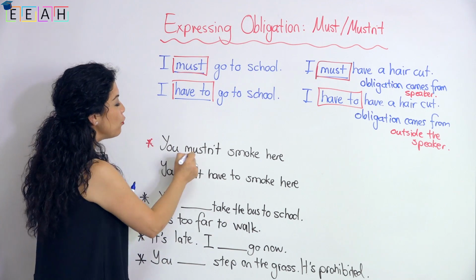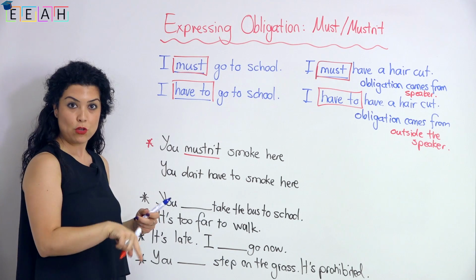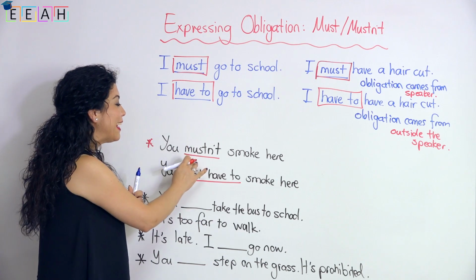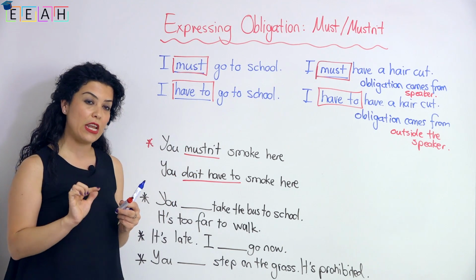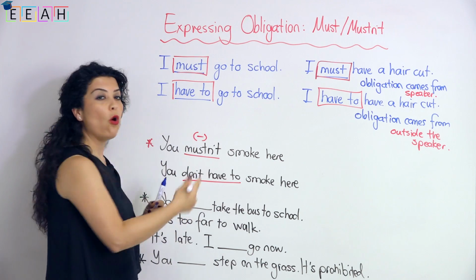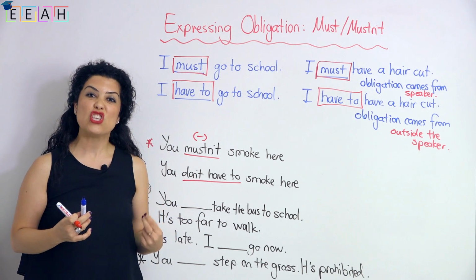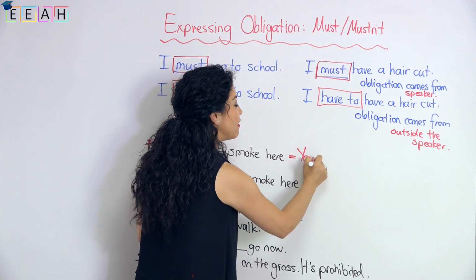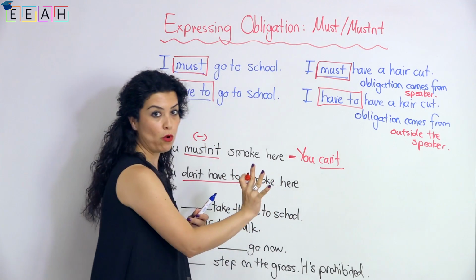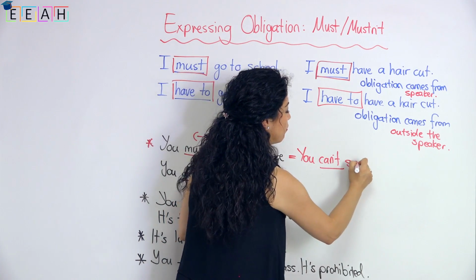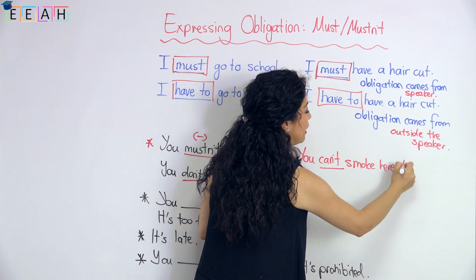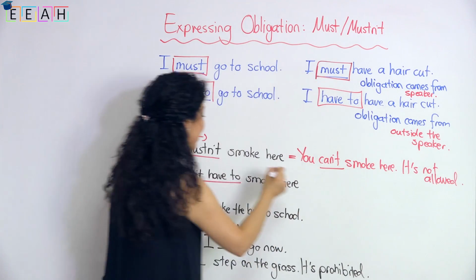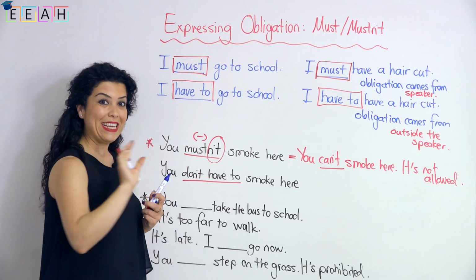So here we have, you mustn't smoke here, okay? You mustn't smoke here. Or here we have, you don't have to smoke here. When you negate must, the meaning changes slightly. When you use a negative form, you talk about a law, something which is not allowed, okay? So you mustn't smoke here means you can't smoke here, okay? You can't smoke here because it is not allowed. It is not allowed. So when you negate it, the meaning is slightly different.